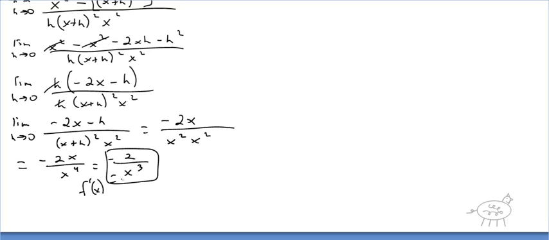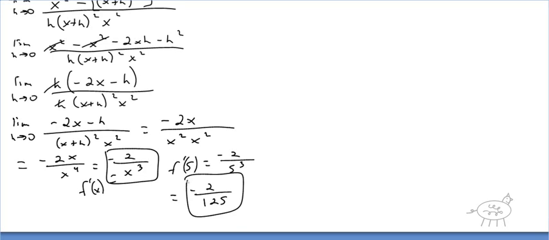Okay? And then, of course, I set x equals 5, so f prime of 5 is negative 2 over 5 cubed, which is equal to negative 2 over 125. Okay, not bad. Let's keep going here.